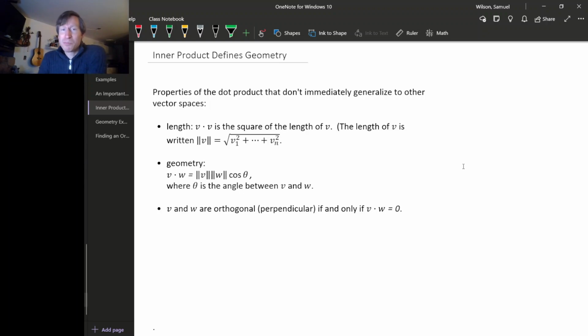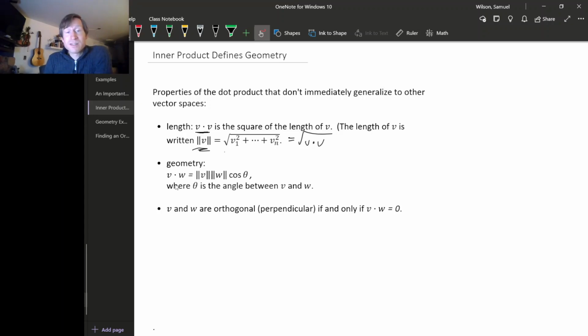The reason that the dot product turns out to be so important on Rn is because the dot product tells us a lot about the geometry of Rn in a pretty familiar way. For the dot product, if you dot a vector with itself, then the square root of that gives you the length of the vector. So I guess I should write it like this: the square root of v dot v is actually the length of that vector in Rn.